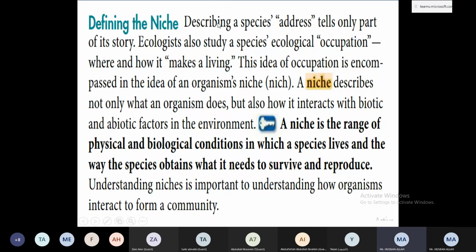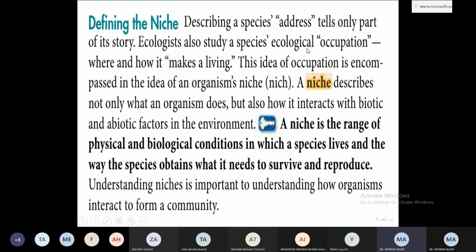Define the niche. Describing a species' address tells only part of its story. Defining niches means a niche is described not only by what an organism does, but also by how it interacts with biotic and abiotic factors in the environment. A niche is not only what the organism is doing, but also the interaction between the organism and the biotic factors and abiotic factors.